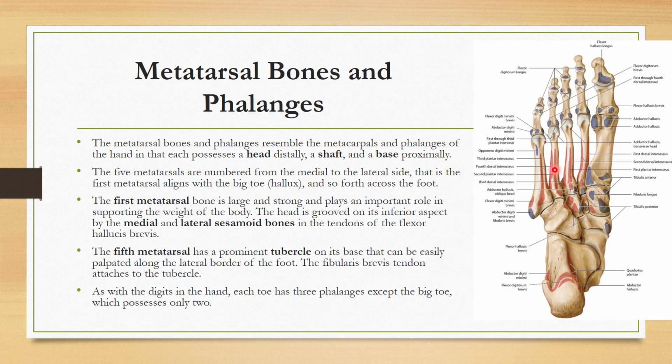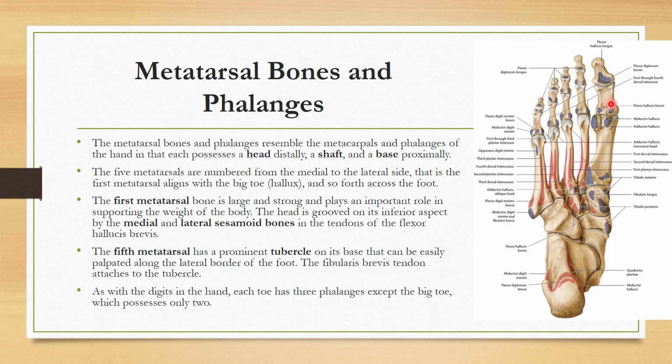Now we will discuss the metatarsal bones and the phalanges. Metatarsal bones and phalanges resemble the metacarpal bones and phalanges of the hand in that each metatarsal bone possesses a head distally. See here, this is the head, then there is a shaft, and there is the base, which is articulating with the cuneiform bones and the cuboid bone. See here, the bases are proximal, then there is a shaft, and the head is directed distally, which is articulating with the phalanges.